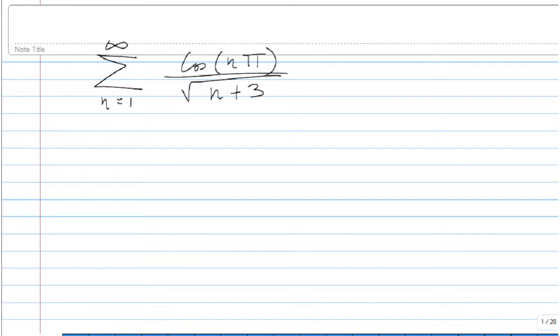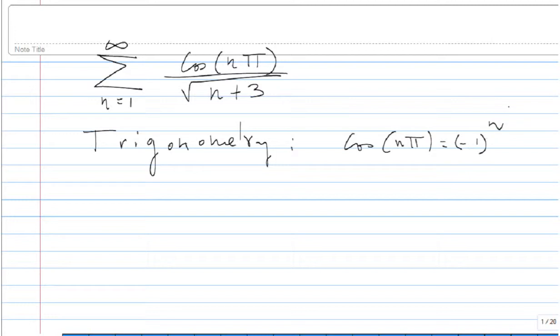And there are many problems like this where the minus 1 to the n is hidden. The alternating sign is hidden. Okay, it's there, but it's hidden. And that's the case in this problem. So what we need to do is get some help from trigonometry. It tells us that cosine of n pi is minus 1 to the n.